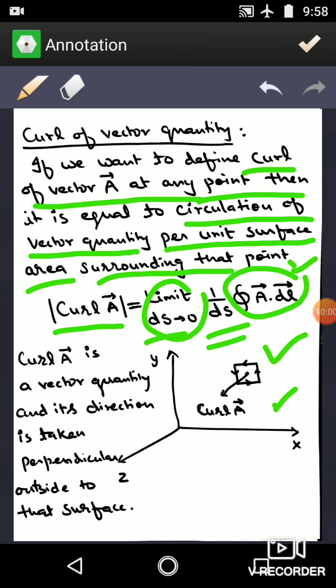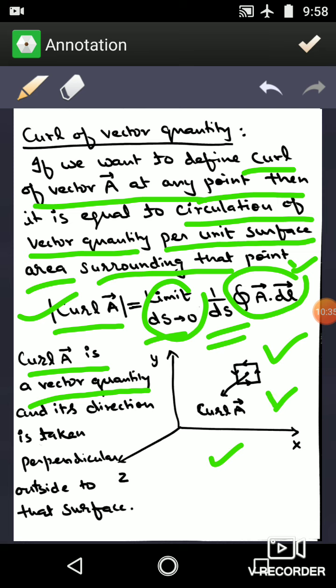Okay. This is the definition for curl of a vector quantity. We should keep in mind that curl of A is a vector quantity. In the above definition, we have only given its magnitude, but it is a vector quantity, and the direction of curl A will be perpendicular to the bounding surface enclosed by the curve.